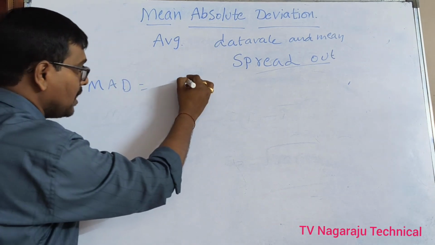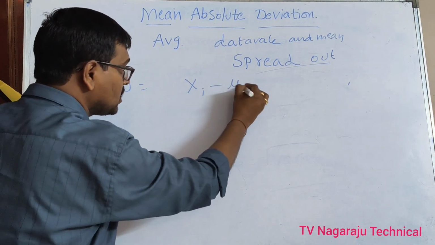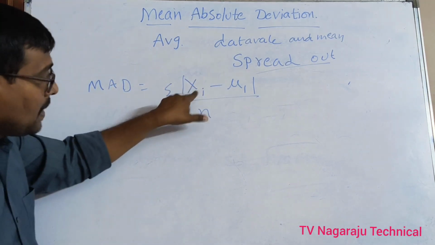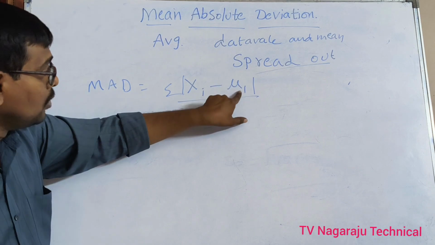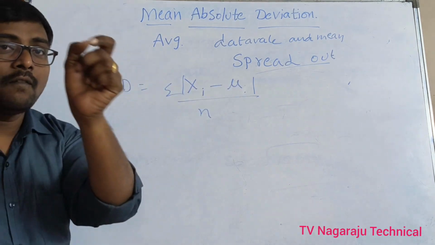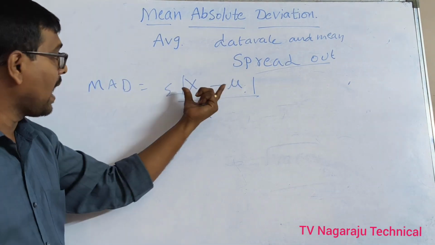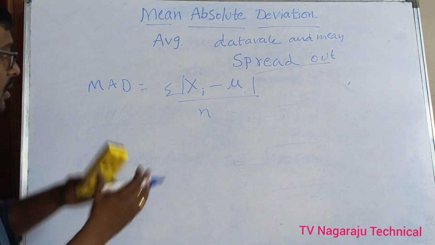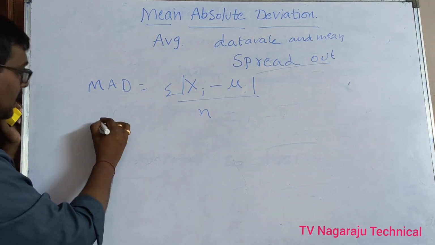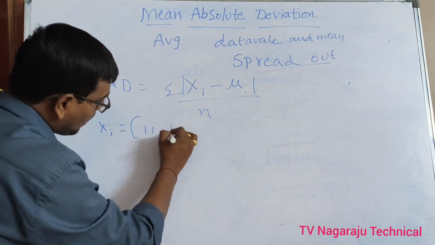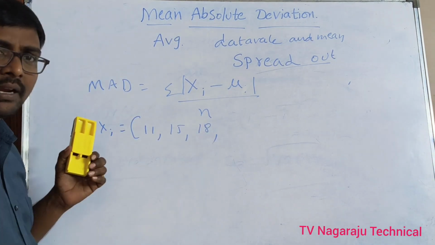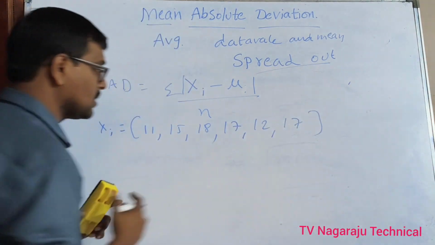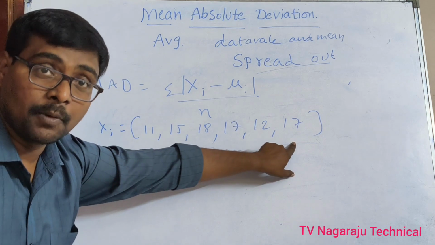Now, what is the formula we are calculating? Mean absolute deviation is the sum of |xi minus mu| divided by n. So, xi means each data point, mu specifies the mean of all the data points. The average distance is called MAD, that is mean absolute deviation. For understanding, we will take some example data items. Suppose 11, 15, 18, 17, 12, 17, like this. Maybe an item is repeated, not a problem.